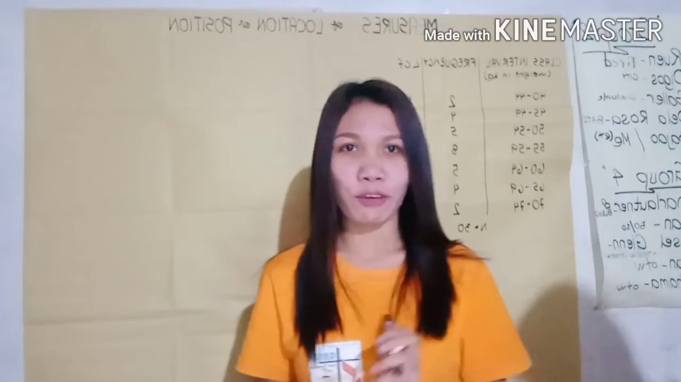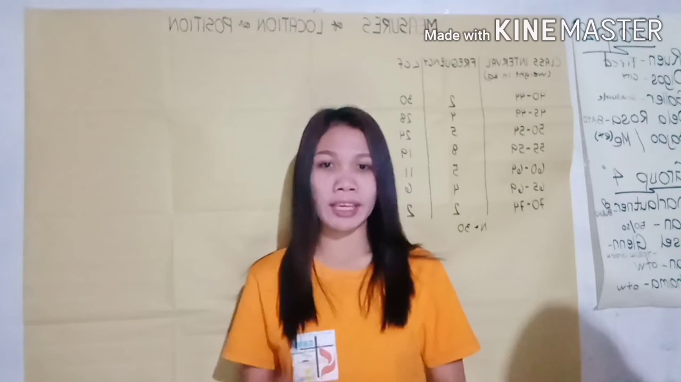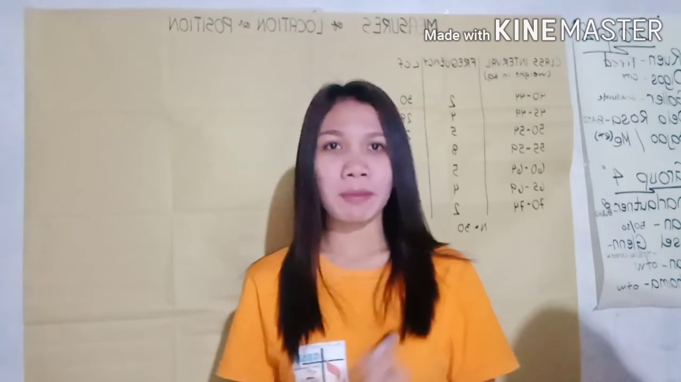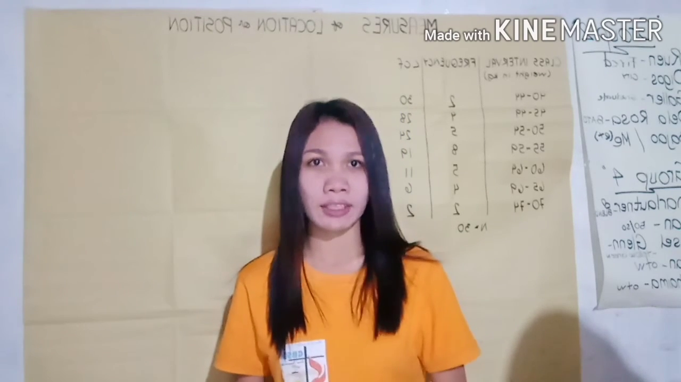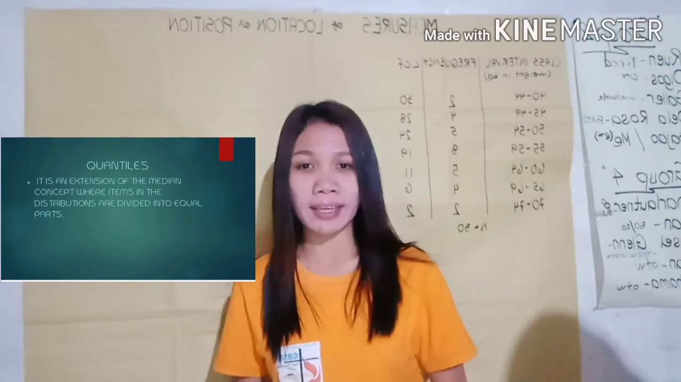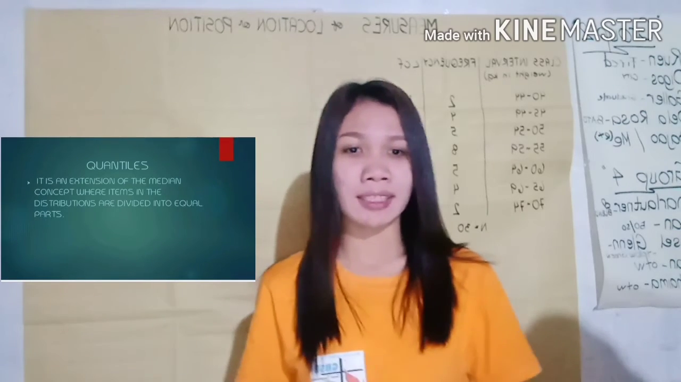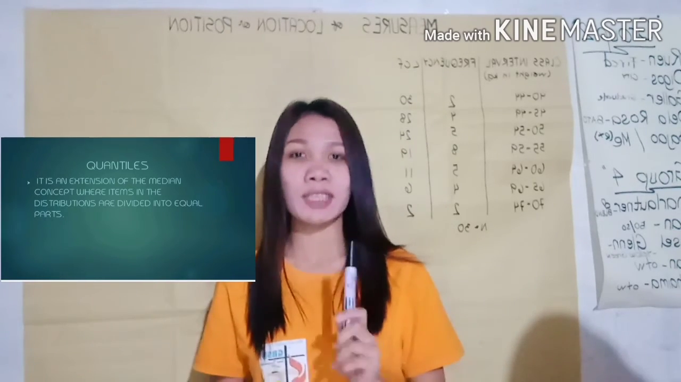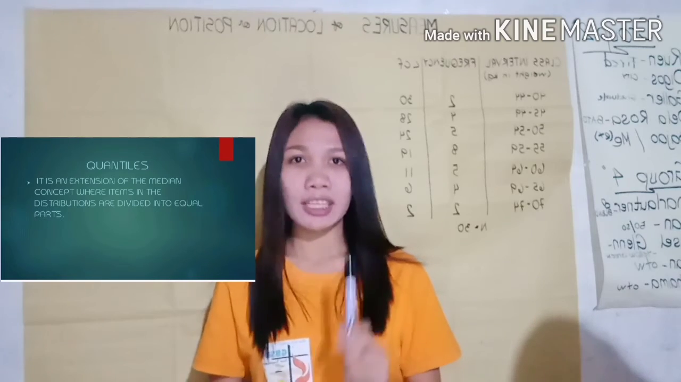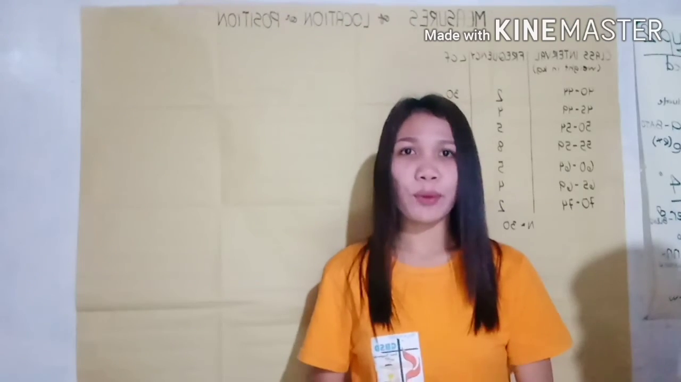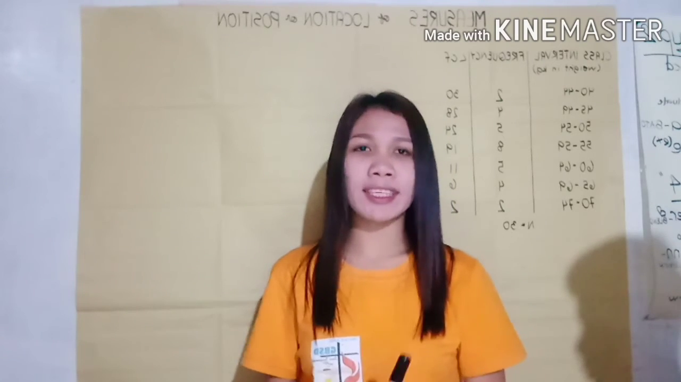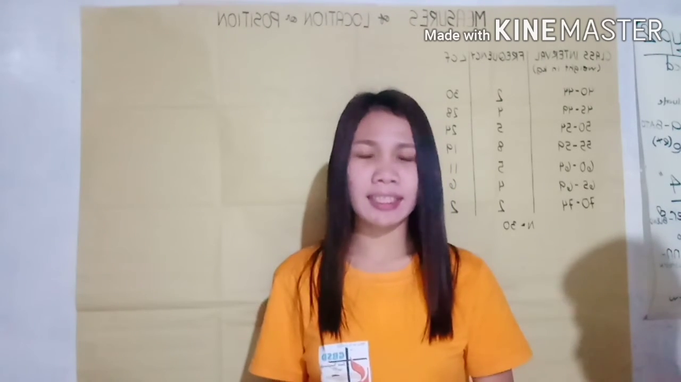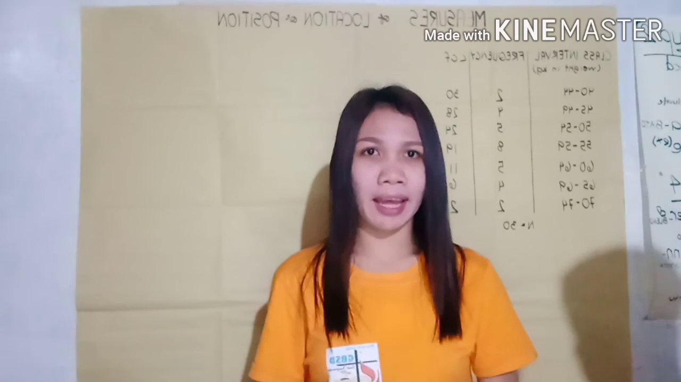Hello guys, for today's video, I will discuss the measures of location or position. In measuring location or position, we have the quantiles. Quantiles are defined as an extension of the median concept where items in the distribution are divided into equal parts. We have 3 types of quantiles: the quartiles, deciles, and percentiles.